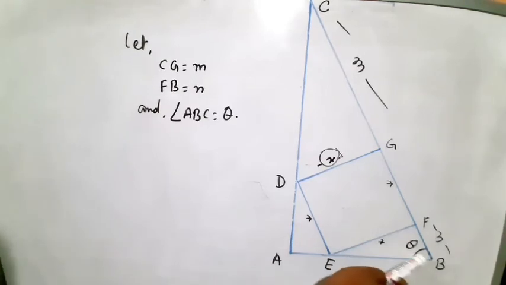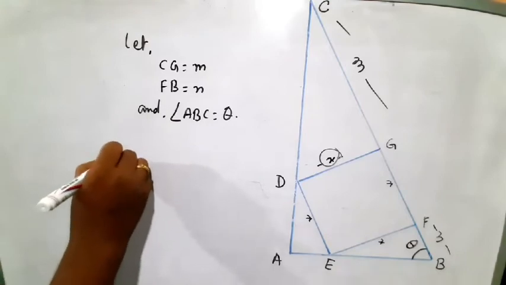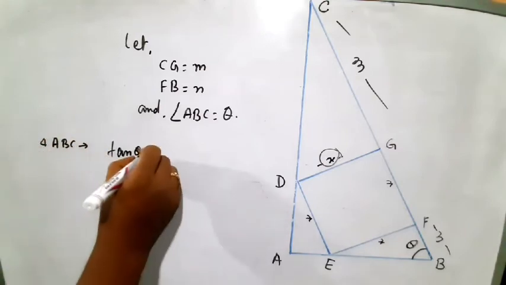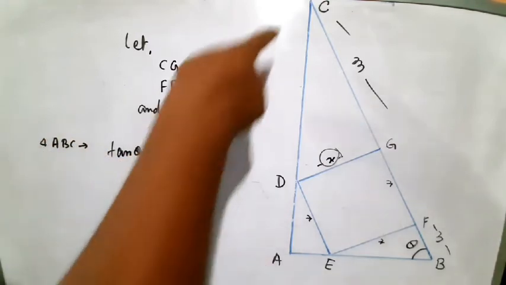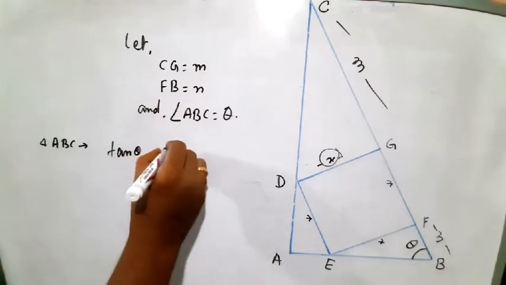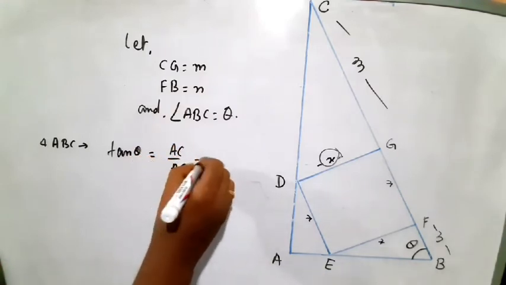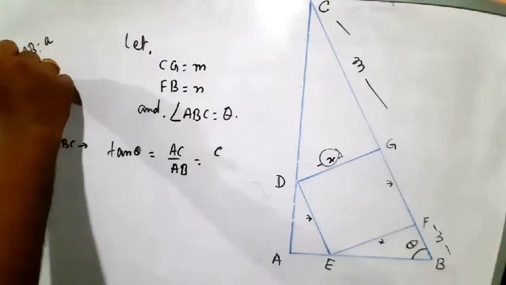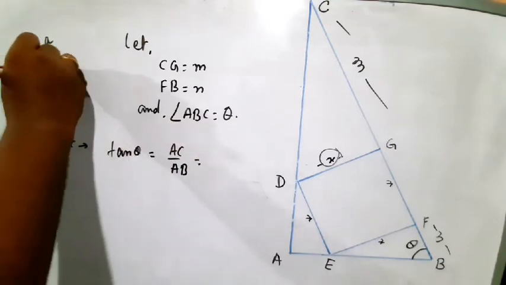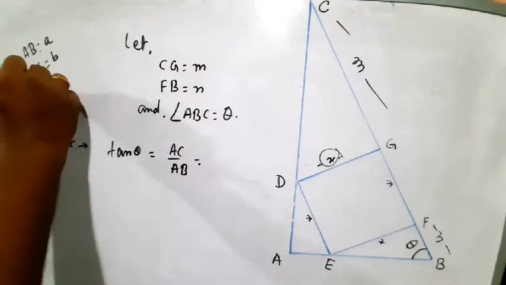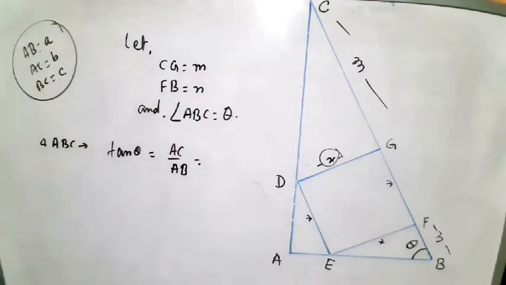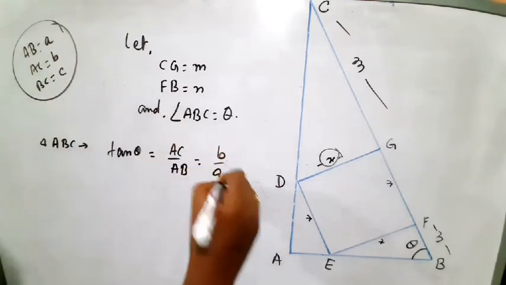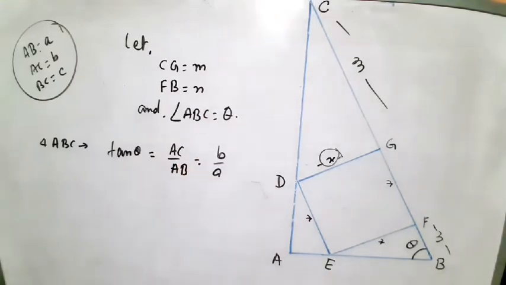Since angle is theta, from the triangle ABC we can write tan theta equals height divided by base, that means AC by AB. The value of AC equals b. We have already let AB equal a, AC equal b, and BC equal c. So tan theta equals b by a.